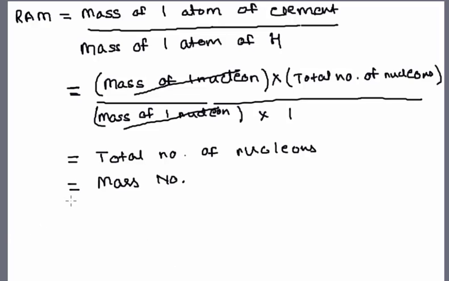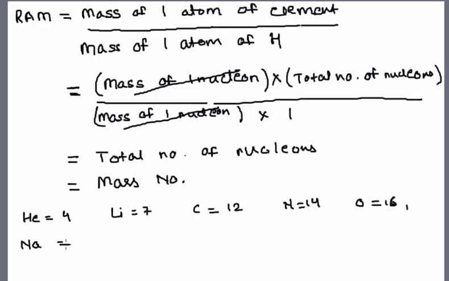And now if I tell you the Rm of some standard elements, helium has an Rm of 4, lithium has an Rm of 7. You are not supposed to remember this data. Carbon has an Rm of 12. Nitrogen has an Rm of 14. Oxygen has an Rm of 16. Sodium has an Rm of 23.